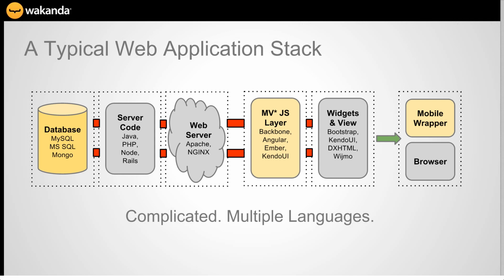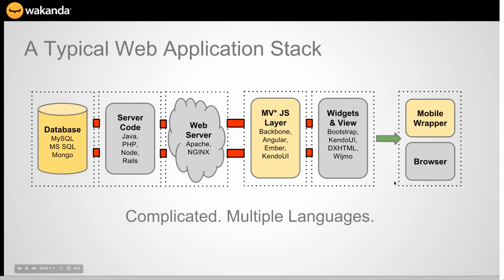Some examples there. So it's widgets and view tools, things like Bootstrap, which would give you some layout and styling. Kendo UI is a full widget set. Some other well-known ones would be DX, HTML, and Wijmo. So this would be another layer, and again, each of these steps requiring some sort of integration.